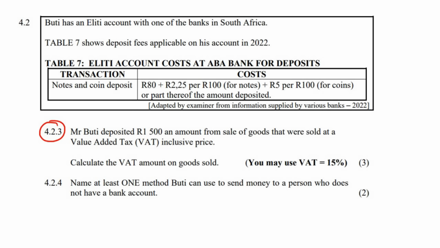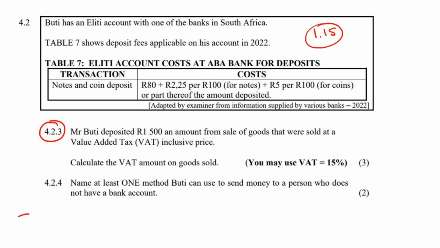Okay, now these questions say that Mr. Booty deposited 1,500 Rand, an amount from sale of goods that were sold at a value-added tax inclusive price. Calculate the VAT amount on goods sold. Okay, so I've always told learners that there's all these weird fancy calculations that teachers use, but the special number that you need to remember when you think about VAT is 1.15. If you need to add VAT, multiply by 1.15. If you need to take VAT away, divide.